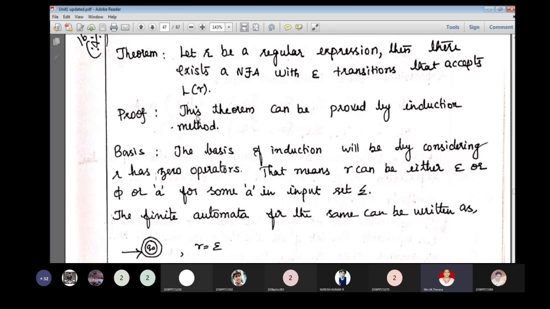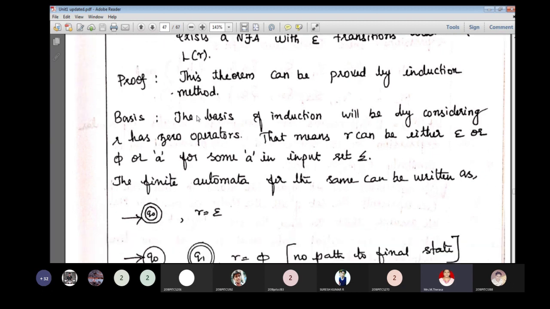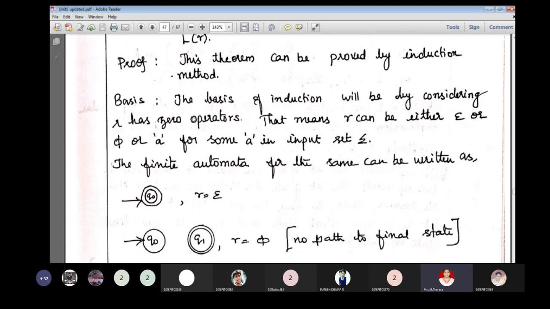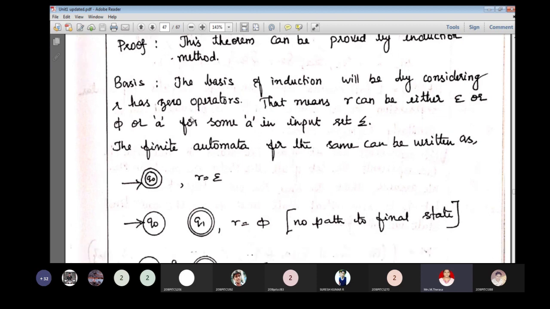So the basis of induction will be considering that R has zero operators. That means R can be either epsilon, phi, or a, without any operators. So the basic units are epsilon, phi, and a, isn't it? For the same, how can you build a finite automaton? That is, an NFA with epsilon transitions, which we will see now.